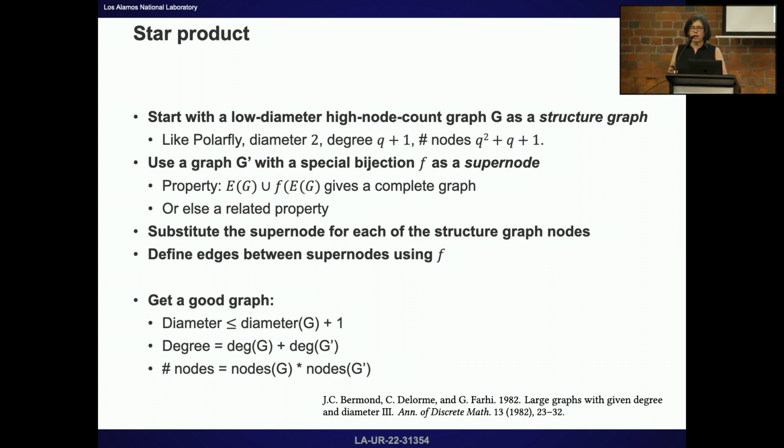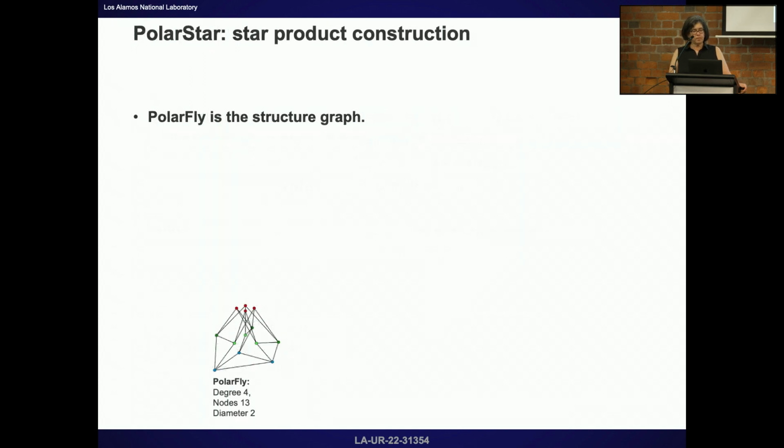And taking the product of these and joining the graphs together, you basically substitute a supernode for every node of the structure graph, and join the supernodes together, and you get a really good graph, provably so. And we've proved that in the paper. The diameter is the diameter of the structure graph plus 1. The degree, you just add the 2 degrees, and the number of nodes, you multiply them.